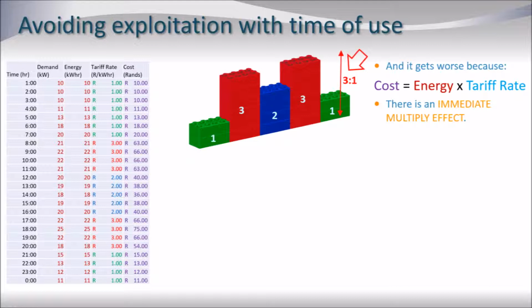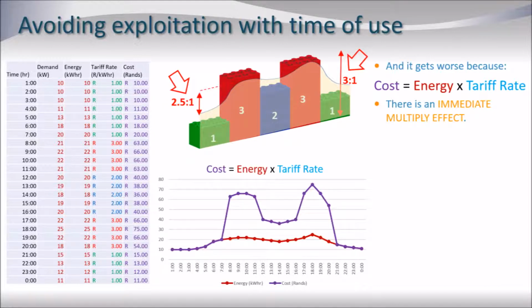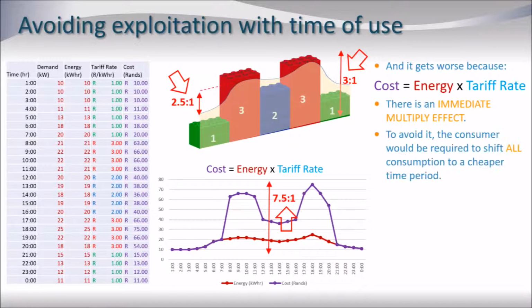So there's a 3-to-1 ratio on the tariff rates. I've overlaid this with the demand or load profile, where the ratio of the peak to the off-peak demand is 2.5 to 1. Now, as you can see, if you multiply 2.5 by 3, you get a ratio of 7.5 to 1 in relation to the cost, as shown in the graph at the bottom. This is simply not realistic, and therefore time of use tariffs are notoriously unpopular.